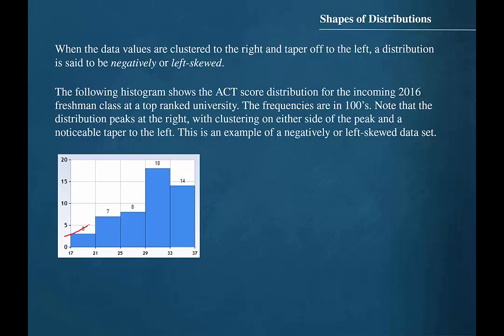Note that the distribution peaks at the right while clustering on either side of the peak and a noticeable taper to the left. This is an example of a negatively or left-skewed data set.